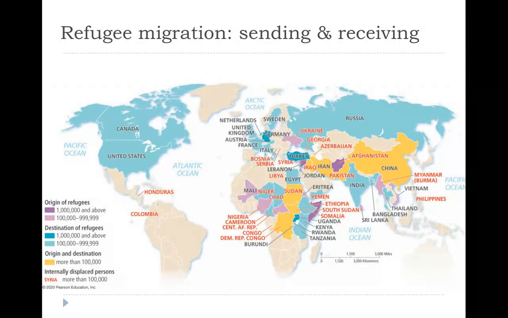So we see some of the refugee migration here, sending and receiving in different parts. We can see a lot of people are going to the United States and Canada. You can see a lot of those countries in Europe are receiving a lot of people as well. And then you look at some countries that are receiving refugees that you might not think, like Chad and Egypt and Ethiopia.